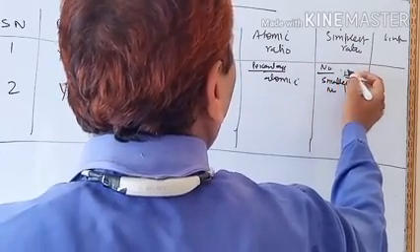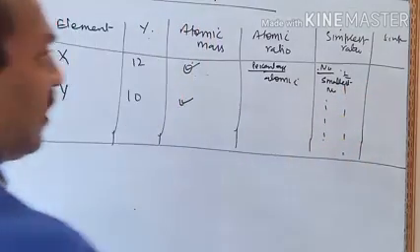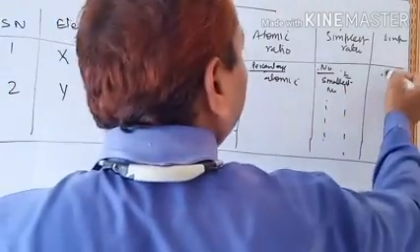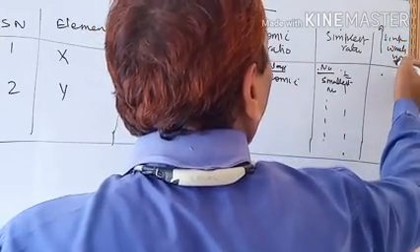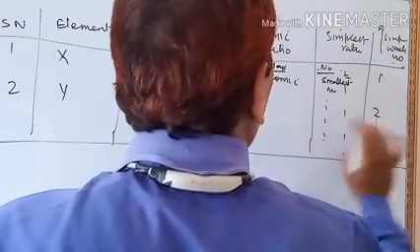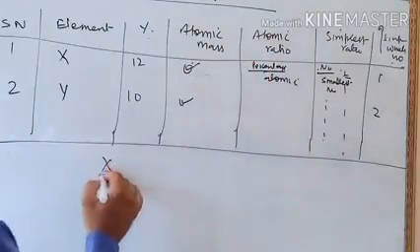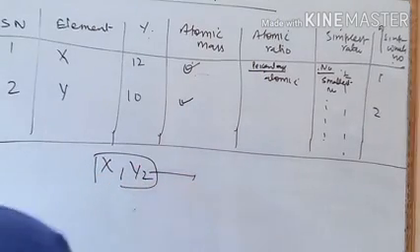Smallest divisor. Divide each number by the smallest number. Similarly, do this for each element and write the simplest whole number ratio. Put it down as it comes, like 1, 2, whatever comes. So X 1, Y 2. This will be our empirical formula, children.